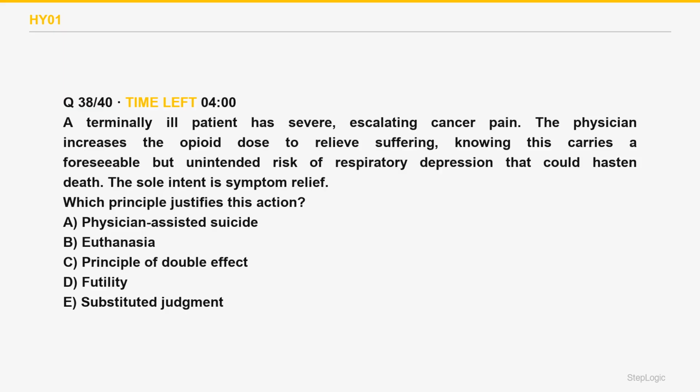Which principle justifies this action? A terminally ill patient has severe, escalating cancer pain. The physician increases the opioid dose to relieve suffering. Knowing this carries a foreseeable but unintended risk of respiratory depression that could hasten death. The sole intent is symptom relief. Read the command, the principle behind giving opioids that may hasten death. Intent is relief, not death.